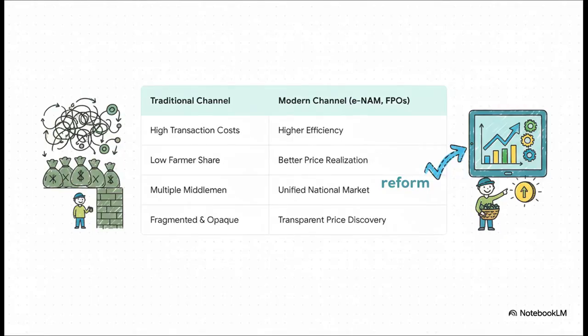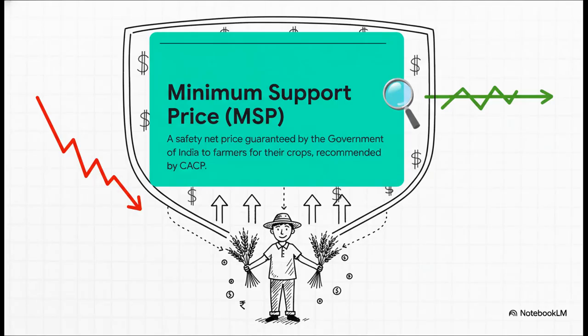Okay, let's lock in the key differences here, because this is important. The traditional channel is just bogged down by all those middlemen and a total lack of transparency. Modern reforms, like the Electronic National Agriculture Market, or eNAM, are designed to fix this. They create one big, unified, and transparent market online, which slashes costs and helps farmers actually discover the best price for their hard work.